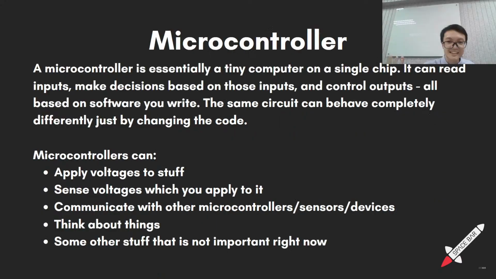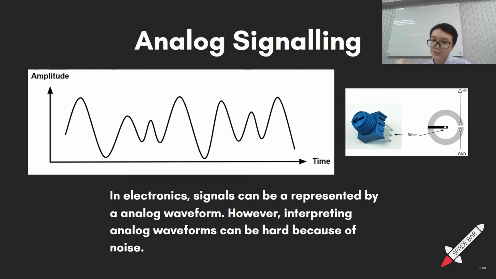In electronics, signals are typically arranged from, let's say, 0 to 5 volts or 0 to 3.3 volts. This is an analog waveform, but analog is scary, and we're not tackling that in this course. Analog waveforms are hard to interpret with a microcontroller because of noise, sampling rate, and whatnot.